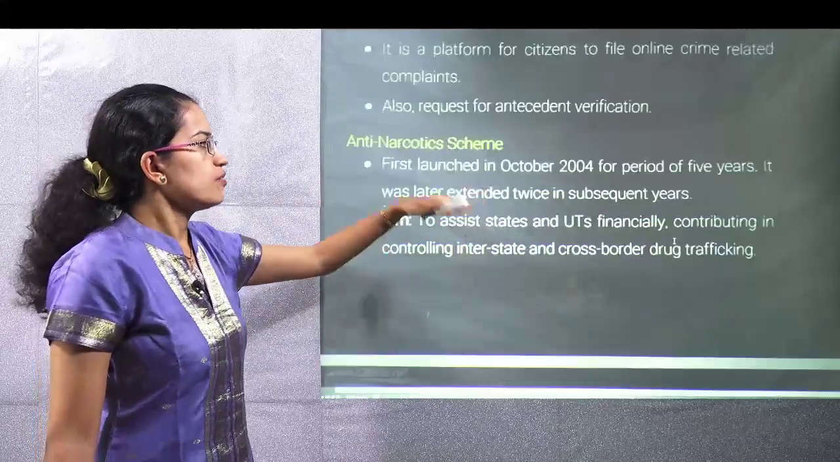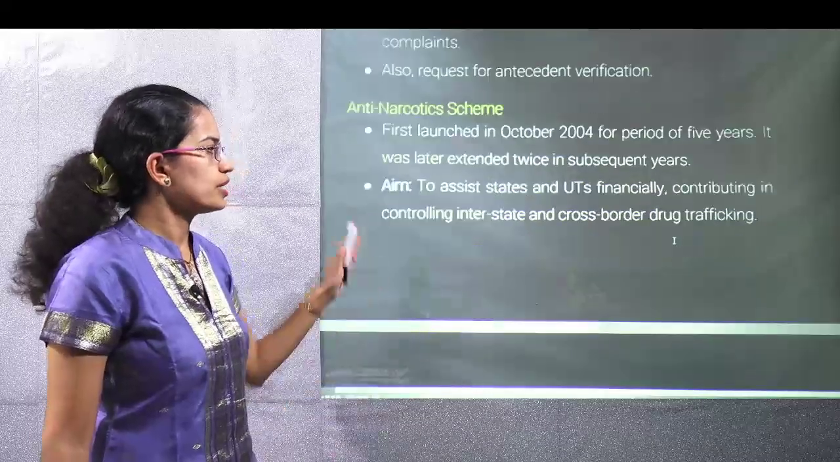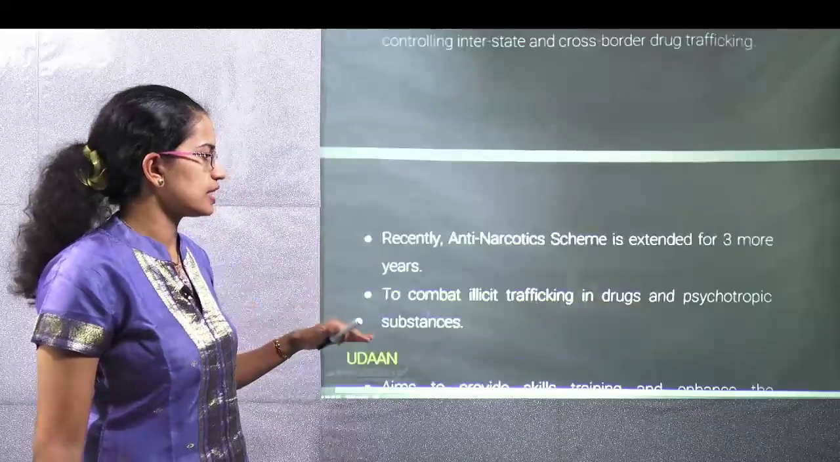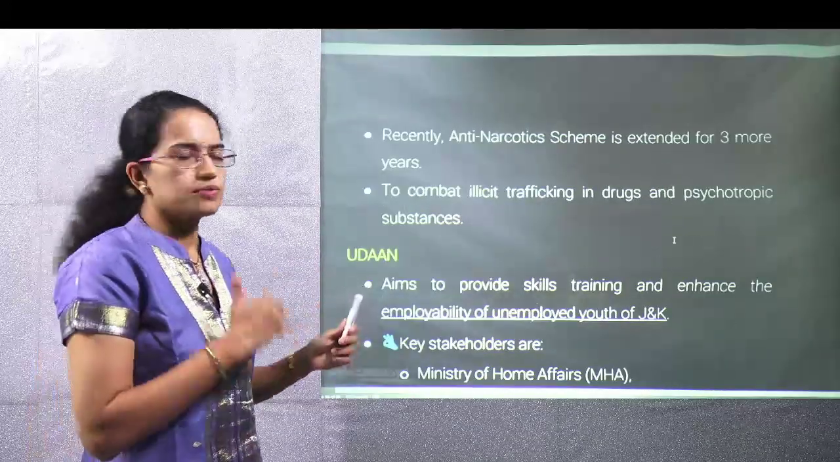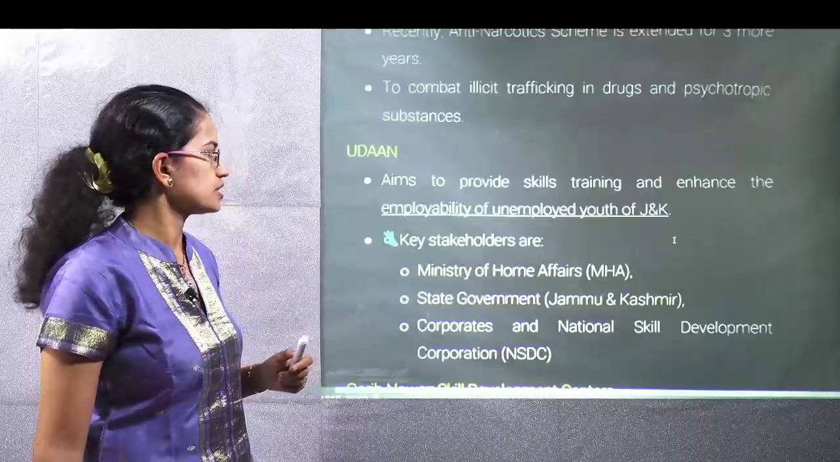Anti-narcotics scheme, first launched in 2004. The idea is to assist the various states and prohibit the narcotics in those states. This has been extended for 3 more years recently.